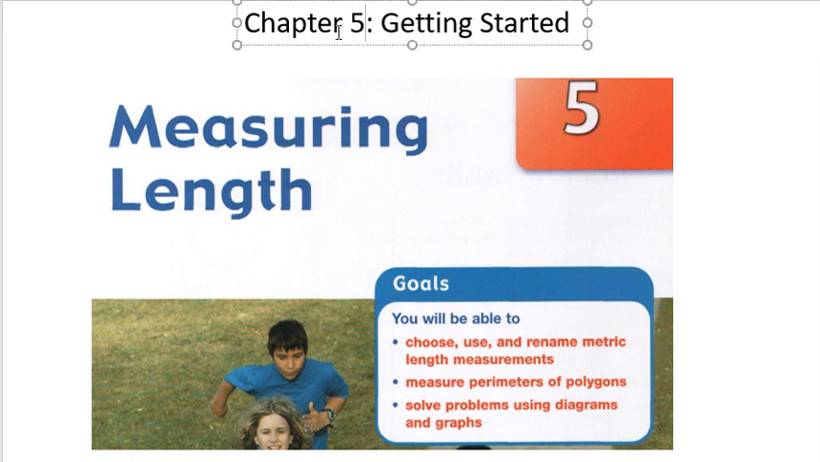Today we're going to look at a preview of our chapter, and then we're going to do a little bit of review. So for Chapter 5, Measuring Length, we're going to be able to choose, use, and rename metric length measurements, or linear measurements. In other words, a line. Anything we use to measure length must be a line. We're going to measure perimeters of polygons. Polygon is anything that has many sides. And lastly, solve problems using diagrams and graphs.